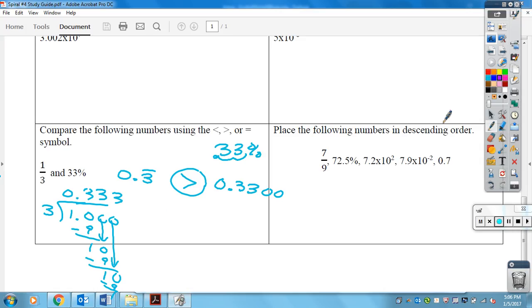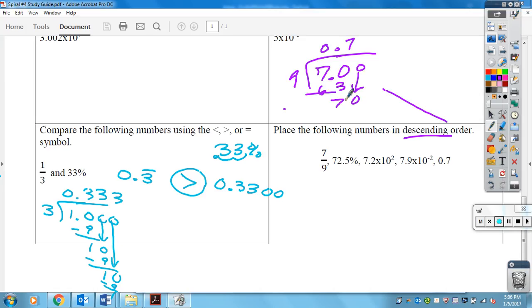And the last one says to place them in descending order, which is going down. So it's greatest to least. Let's convert them all to decimals. 7/9. We're going to divide this. 7 on the inside, 9 on the outside. Does 9 go into 70? Yeah, it does. It's 7, which is 63, and 7 left over, 0 dropped down from underneath. 9 goes into 70, 7 times. That's 63, with 7 left over. If you notice, it's 0.7 repeated.